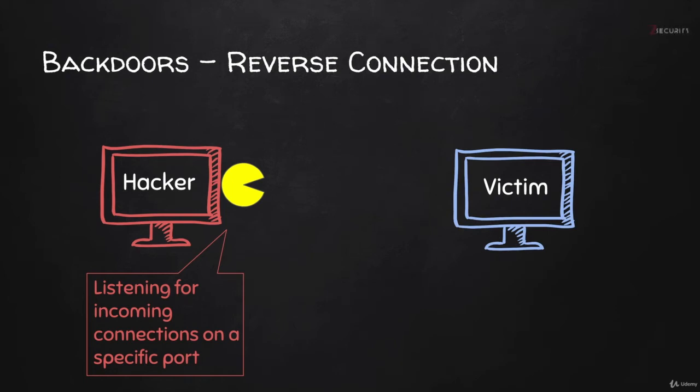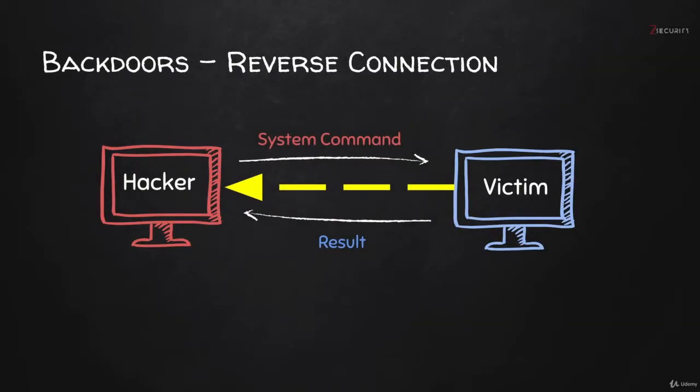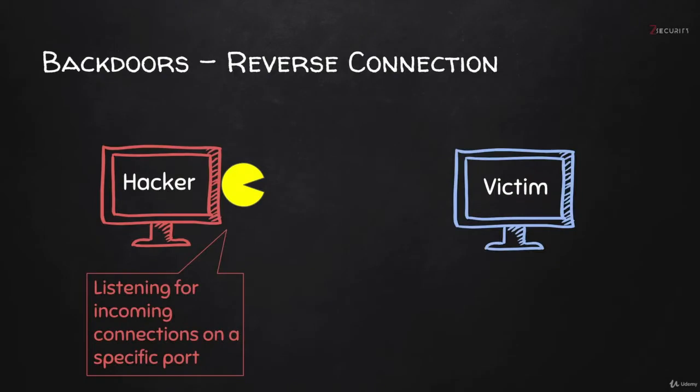Okay, now that we have a general idea of what we want to achieve, let's start, before even making a backdoor, by trying to establish a connection between the victim computer and the hacker. The first step into doing that is to listen for incoming connections on a specific port on the hacker's machine, on the hacker's computer.